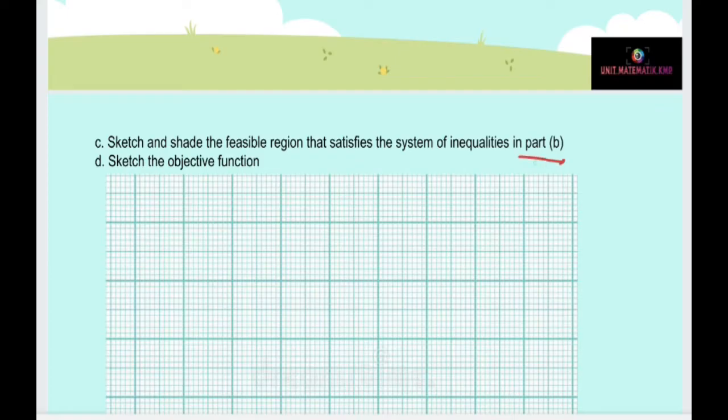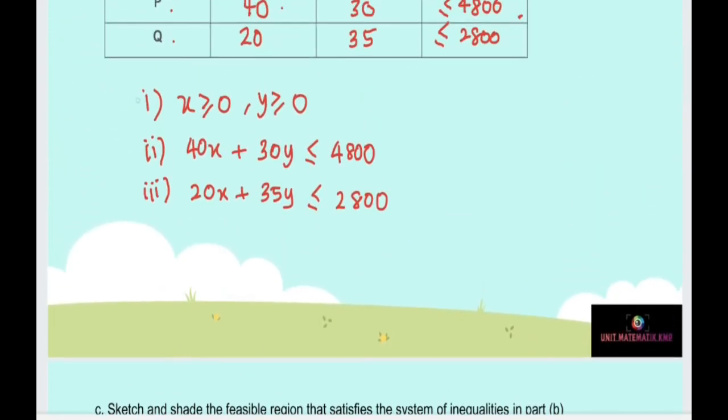in part B. This means that we need to use these inequalities in order to sketch the graph and to find the feasible region. So for each inequality, we need to equate. We change to the equal sign here because we need to find at least 2 points, since it's from a straight line. Okay, so I put a table because I need to find when x equals 0 and when y equals 0.